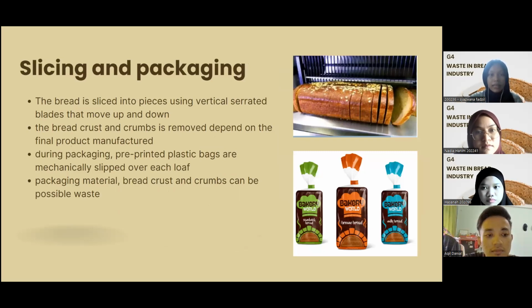Next, slicing and packaging step. The bread is sliced into pieces using vertical serrated plates that move up and down. The bread crust and crumb is removed depending on the final product manufactured. During packaging, pre-printed plastic bags are mechanically slipped over each loaf. Packaging material, bread crust, and crumbs can be the possible waste from this step.